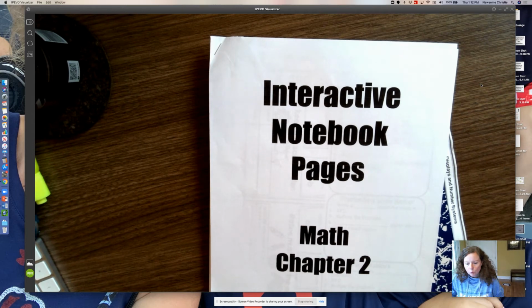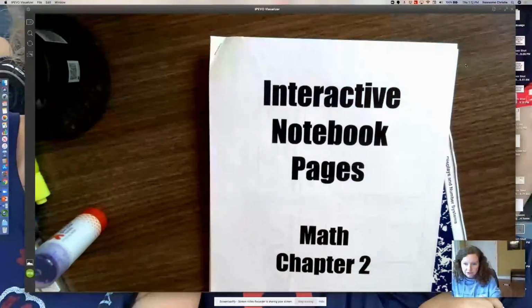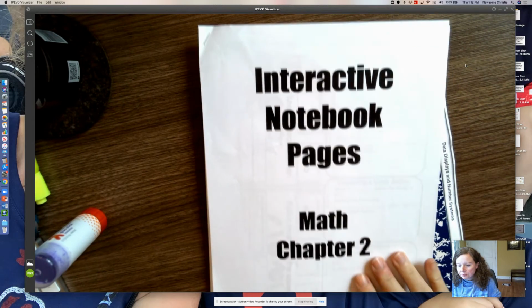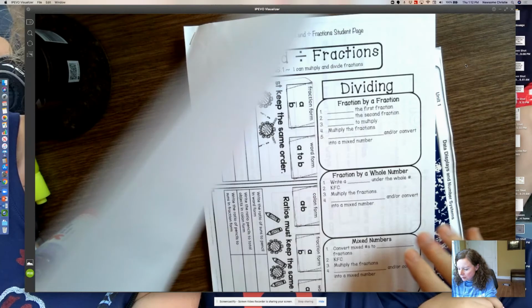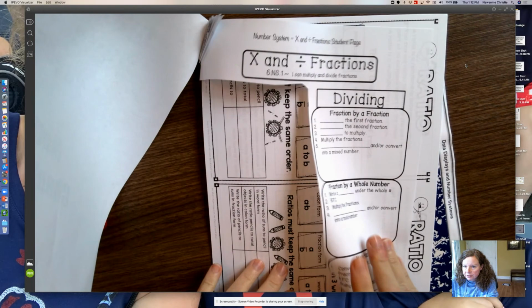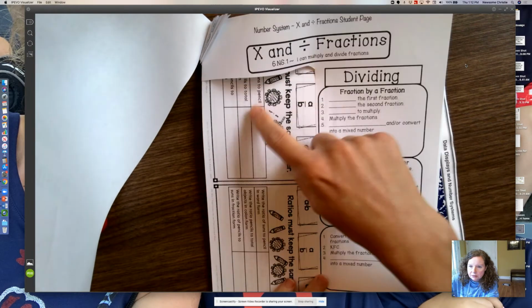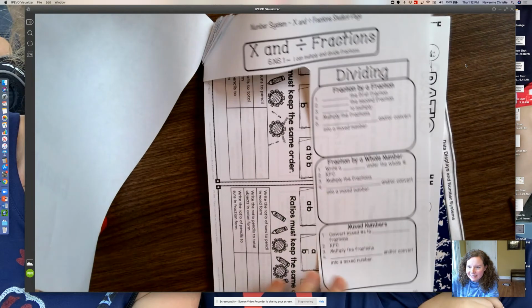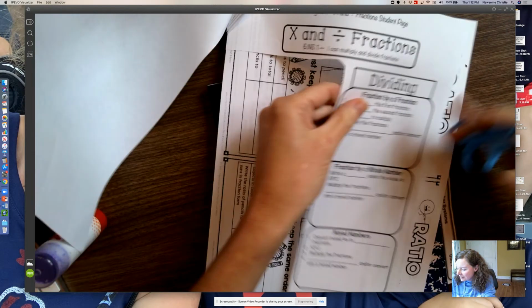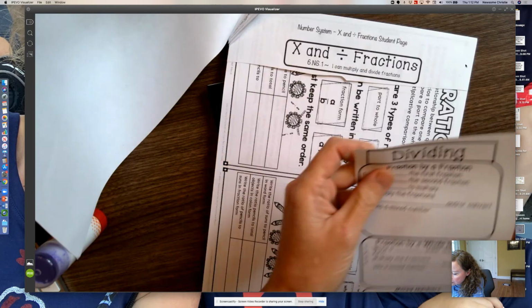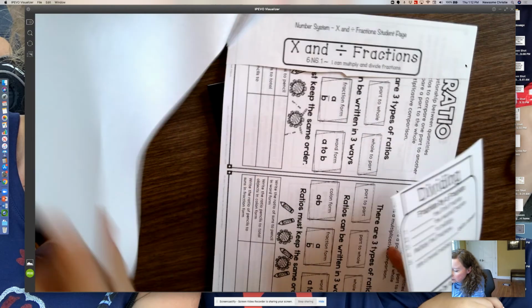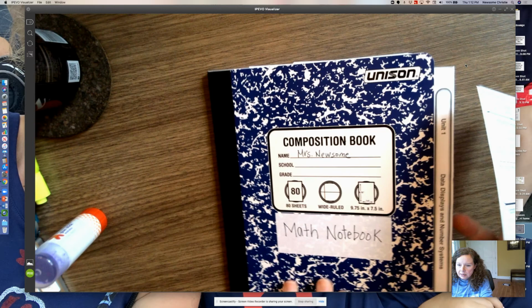We are going to tackle the traditional algorithm for fraction division today. And we're going to put a foldable in your notebook. So I have my interactive notebook pages for chapter 2. Do you see how we kind of used the multiplication one last week? Today we're going to use dividing. What I'd like you to do is just snip off the top of that. And I'm just going to leave that hanging out in there. And then I'm going to go in my interactive notebook.